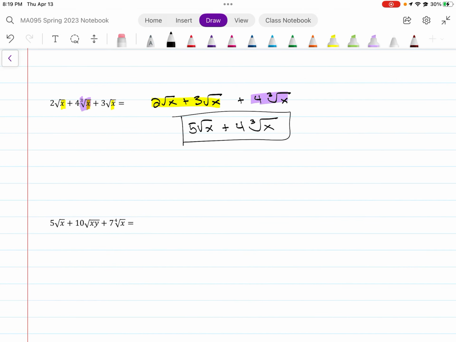All right, the next one. This one, I've got a square root of x, I've got a square root of xy, and I've got a 4th root of x. So there's nothing more I can do with that. It is as simplified as it will get. So the question is the answer.